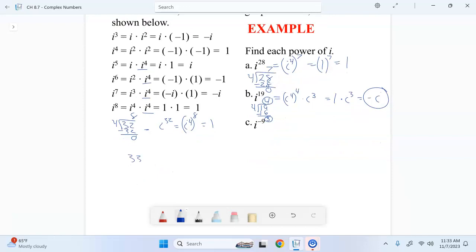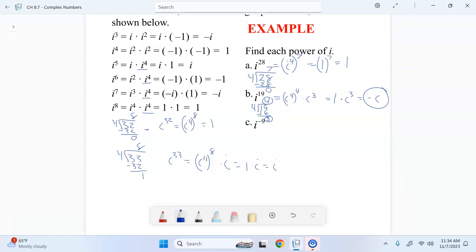Let's do 33. How many times does 4 go into 33? 8 times. With how much left over? 1. So, i to the 33rd is equal to i to the 4th 8 times still, because it goes in 8 times, with 1 left over. So i to the 4th to the 8th is equal to what? What's i to the 4th? 1. 1 to the 8th power. 1. This is always going to be 1. That's the whole point. 1 times i. What's 1 times i? Just i.